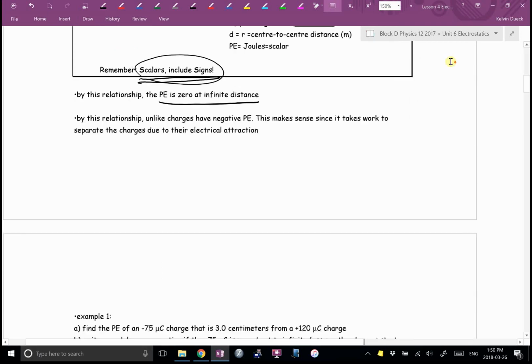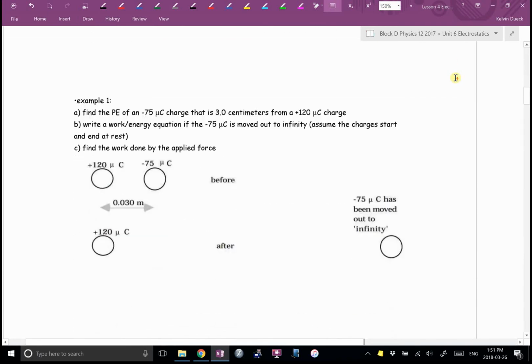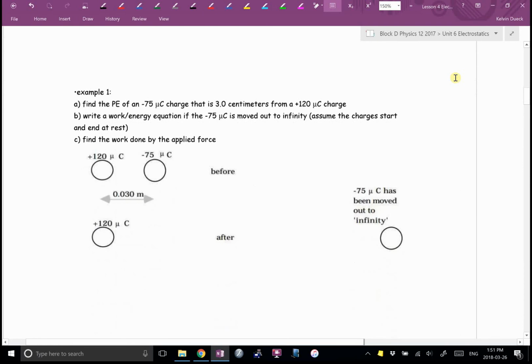Let's just dive into doing some of these. Example 1. It says, find the potential energy that a negative 75 microcoulomb charge has if it's 3 centimeters from a positive 120 microcoulomb charge, right there. Okay. What does example A want me to find?